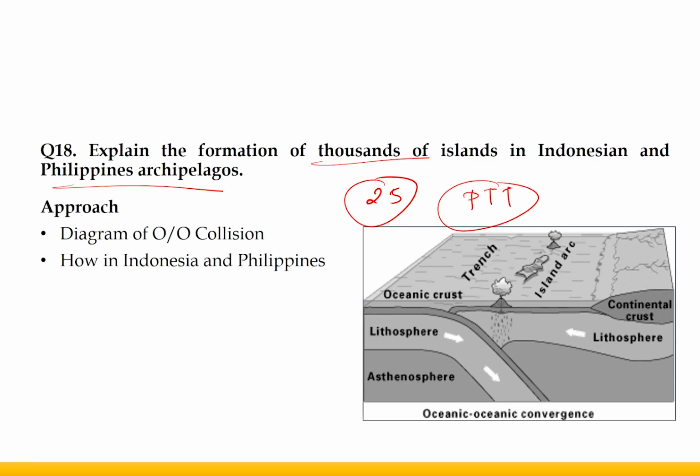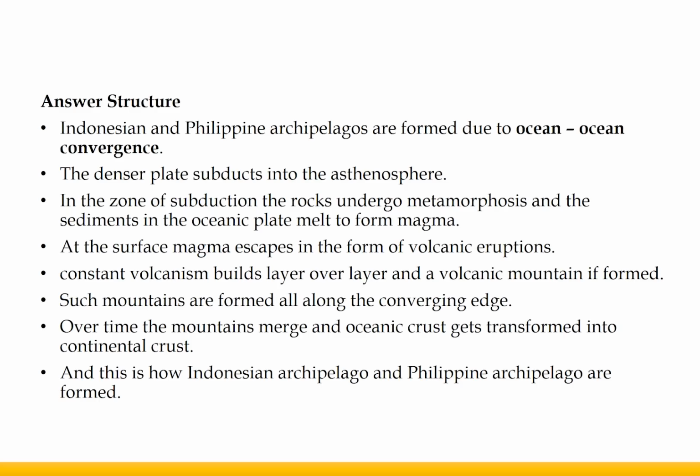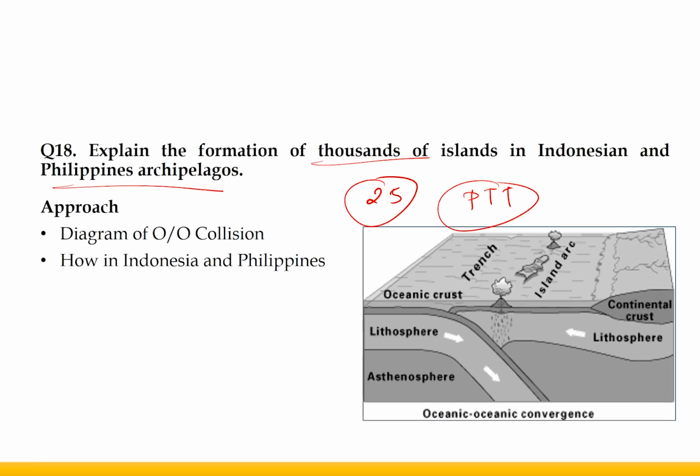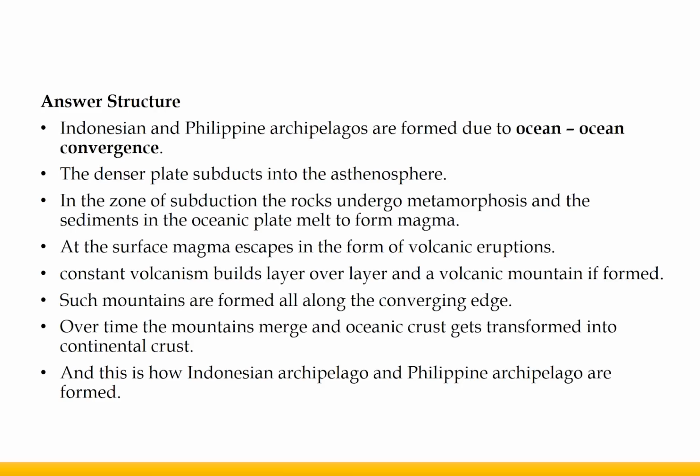So introduction is simple. This theory explains the formation of thousands of islands through oceanic collision. Okay, that will be your introduction. Diagram is must, as in the previous question. Oceanic crust with continental margin, and island arc is formed over here. Okay, how they are formed in Indonesia and Philippines, you can read it from this slide.